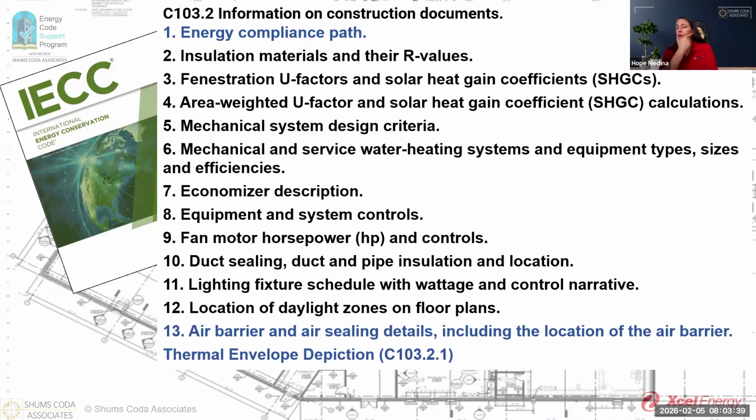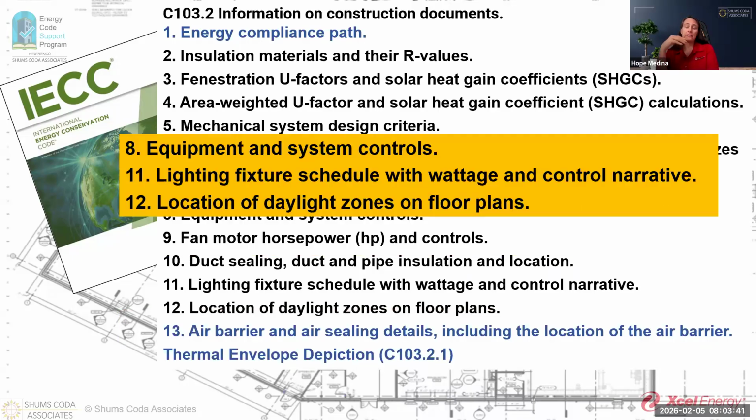And when we start talking about the lighting components in here, items 8, 11, and 12 are really the big ones we would want to focus on. We want to know the types of controls that are being installed with the system or the equipment, right? We also need that lighting fixture schedule, which is going to give us the wattage and whatever controls we have. And we'll talk about how some of that is displayed. And then our daylight zones.